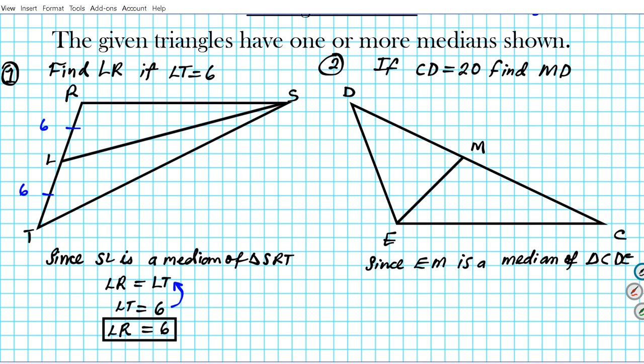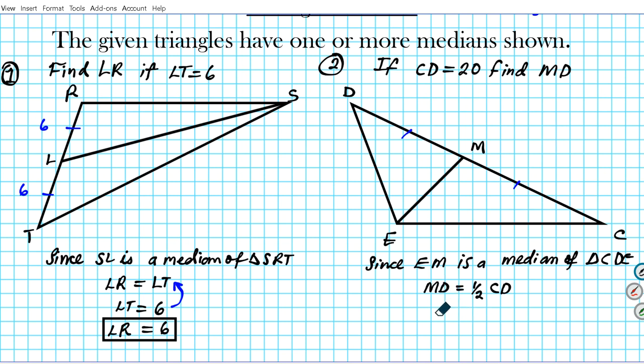So since this is a bisector right here, it just basically tells us that MD is going to be half of the entire length. Alrighty, so MD, one of the portions of this side, is equal to 1/2 the entire length. That is what a median does. It cuts an entire length right down the center.